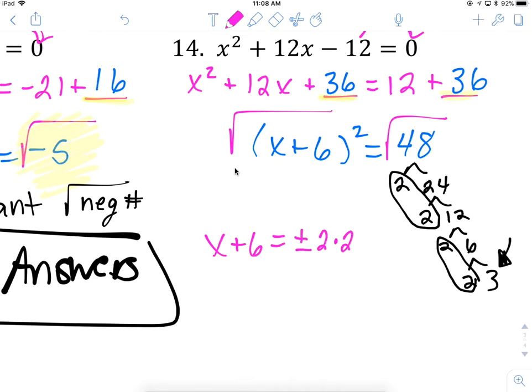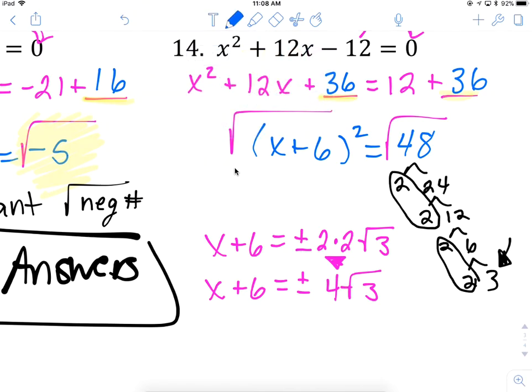2's and 2's are my pairs. Square root with a 3. Let's simplify that one time before we move the 6. So we have plus or minus. Remember that that turns into a 4 because we multiply it together, square root 3.